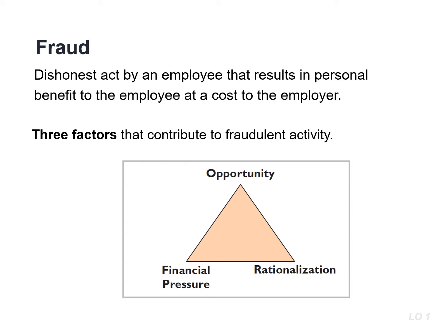A second factor that contributes to fraud is financial pressure, which is usually related to too much personal debt or a desire for a better lifestyle. The third factor that contributes to fraud is rationalization. In order to justify their fraud, employees rationalize their dishonest actions. For example, employees sometimes justify fraud because they believe they are underpaid while the employer is making lots of money.